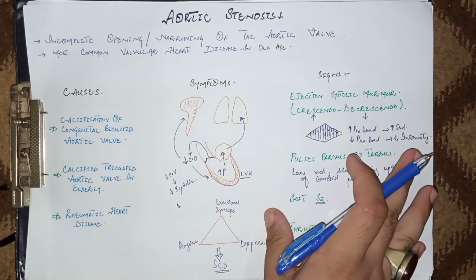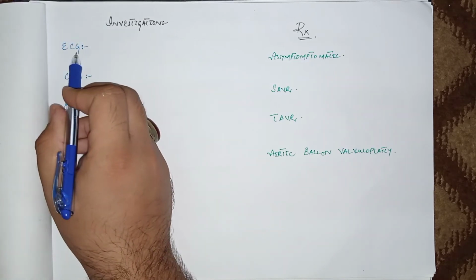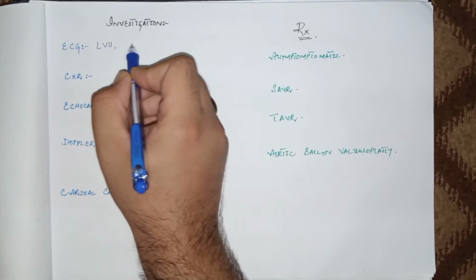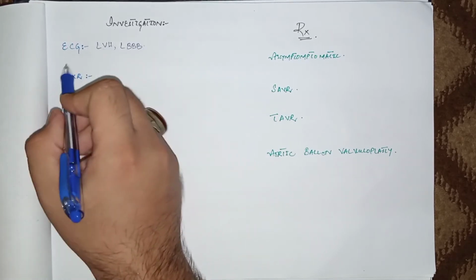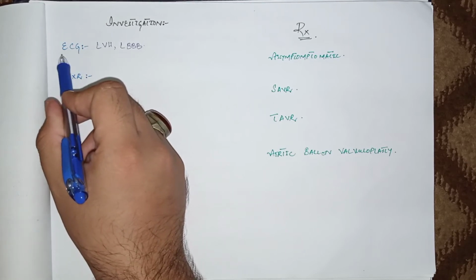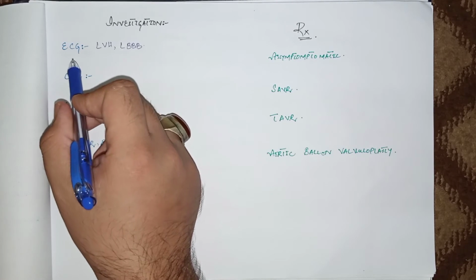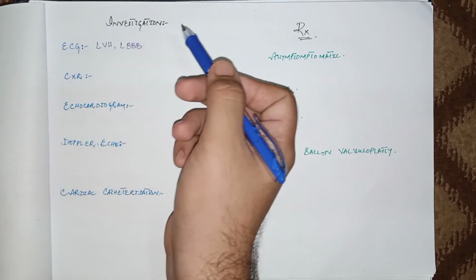Now come to the investigations of aortic stenosis. ECG is non-specific. ECG shows the left ventricular hypertrophy features and left bundle branch block features in these patients. For ECG, watch my videos on the series of ECG, in which I have given the detailed explanation of ECG interpretation.